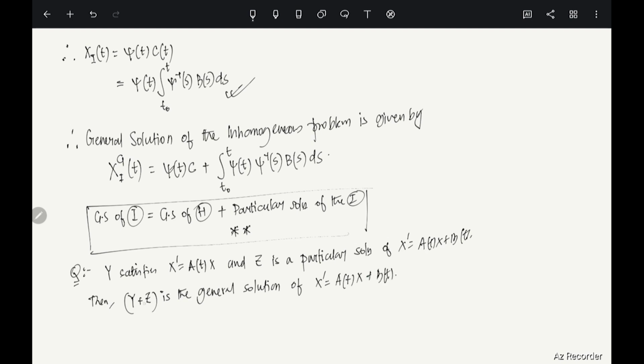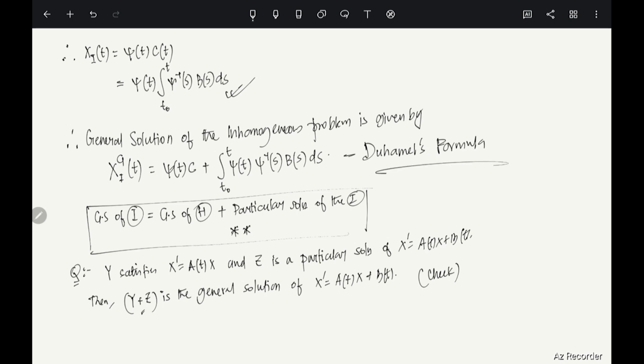How do you prove it? You just take the derivative of this particular thing, and you can easily see that this is true. I am not doing this, you have to check it yourself. But this is actually trivial, there is nothing to prove here. This is the fact which we are using here, and hence we have this formula. This is also called Duhamel's formula. Please remember this is Duhamel's formula. We are going to use it all the time.